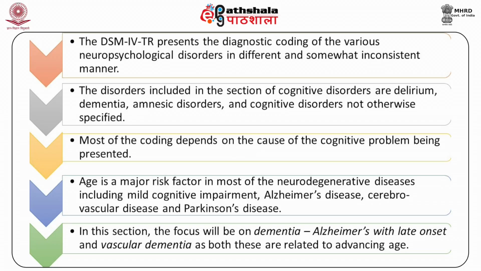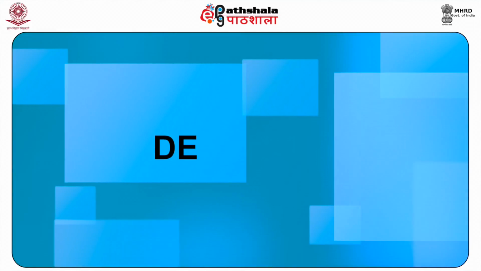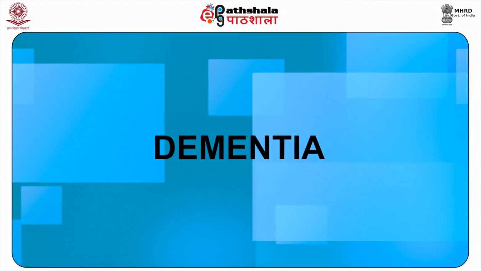Age is a major risk factor in most of the neurodegenerative diseases, including mild cognitive impairment, Alzheimer's disease, cerebrovascular disease and Parkinson's disease. In this section, the focus will be on dementia, Alzheimer's with late onset and vascular dementia, as both of these are related to advancing age. Let us first come to know what is dementia.